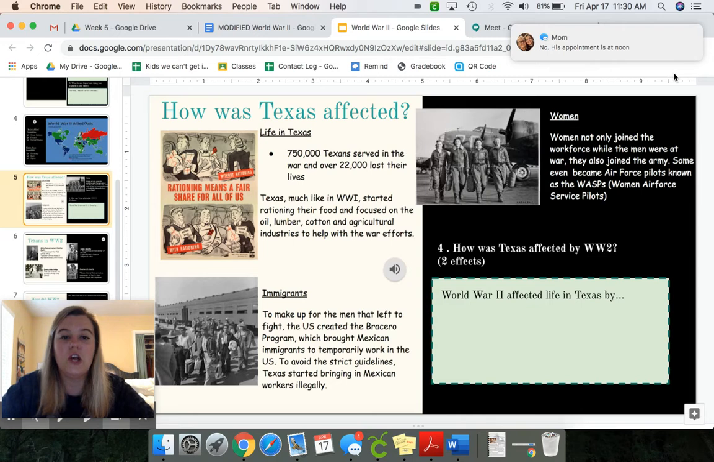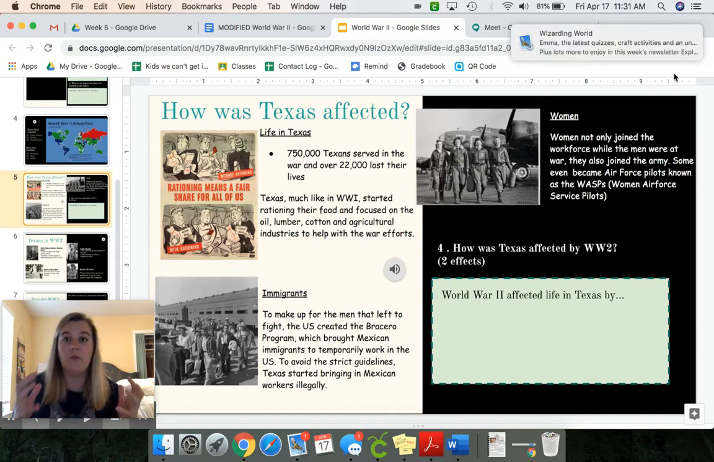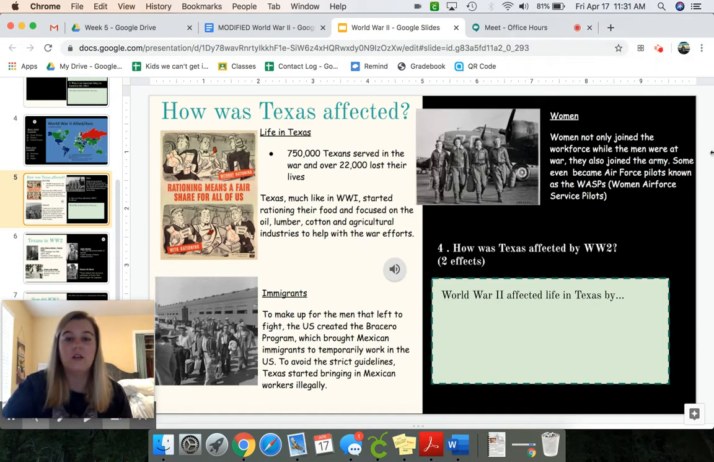Texans, just like in the last war, are still going to be effective. We're going to have a lot more Texans serve this time, and Texas will become very well known for our great military strength. Almost 750,000 Texans served. That was the largest percentage of any other state serving. It doesn't mean that we had the most, but it means our percentage was the greatest.